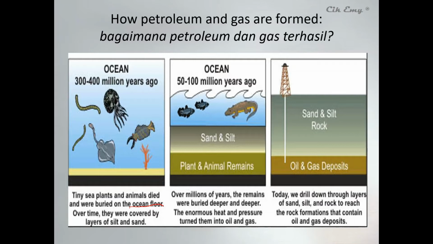So macam tadi juga, over million of years, because of the high heat and pressure, it turned them into oil and gas. Okay, panas sangat, tekanan terlalu tinggi, lama-lama haiwan dan tumbuhan yang dah mati tu akan menjadi gas dan juga minyak. Okay, sama juga macam tadi, awak boleh tengok video yang cikgu bagi link kat bawah macam mana petroleum dan gas asli terhasil.